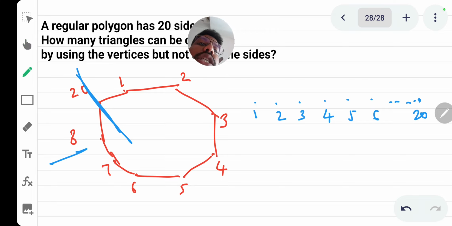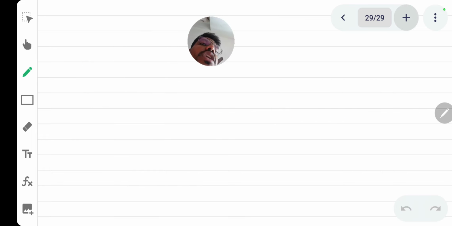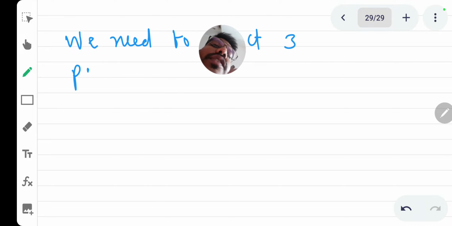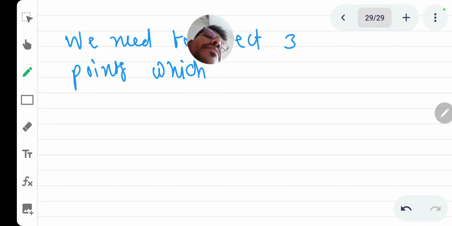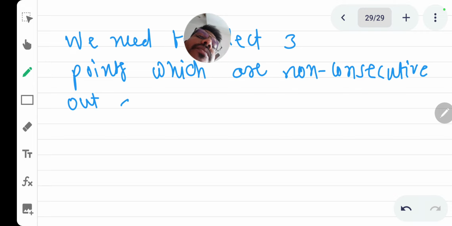But initially it was in a circle type figure, circular permutation, circular figure, but now they are in a single line. Okay, now what we'll be doing is we need to select 3 points which are non-consecutive. I am simplifying the question in a linear manner: select 3 points which are non-consecutive out of 20 points.